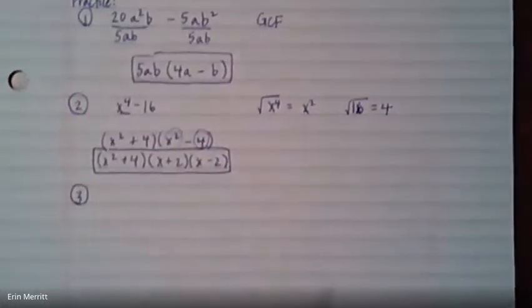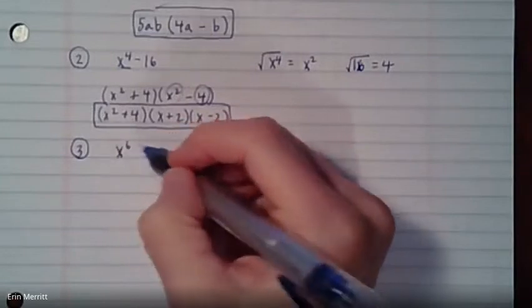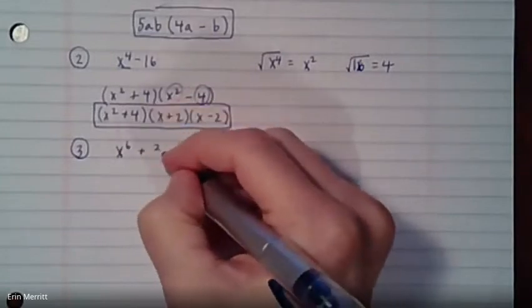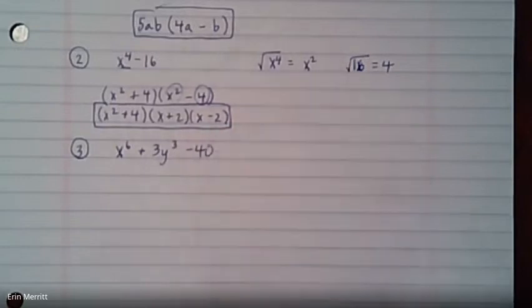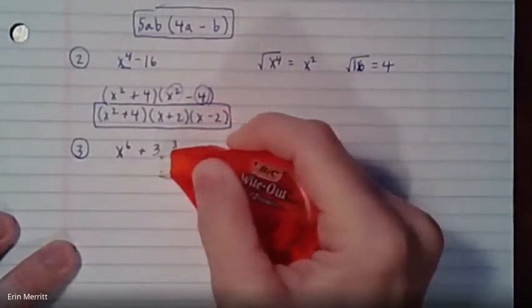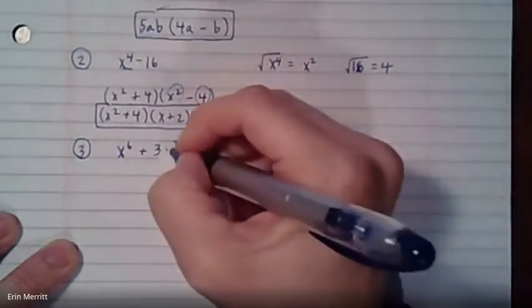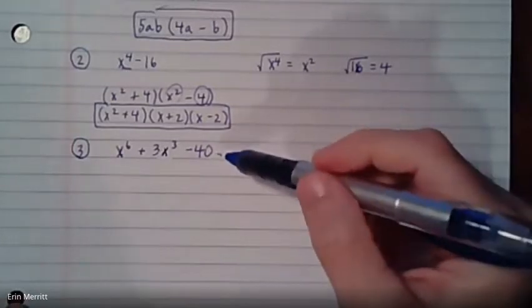If we go one more, I'm going to give you x to the 6th power plus 3y cubed minus 40. Oops, I'm so sorry. A little bit of a brain fart there. I wrote a y, I meant an x. Let's fix that. I don't want to confuse you with that. There we go. Okay, so when we're looking at this part of it, when you look for a GCF, no.